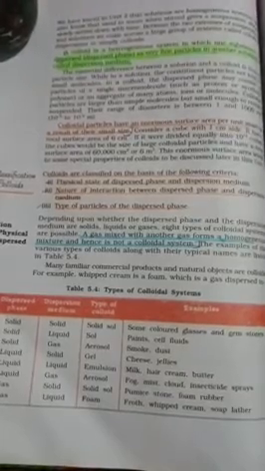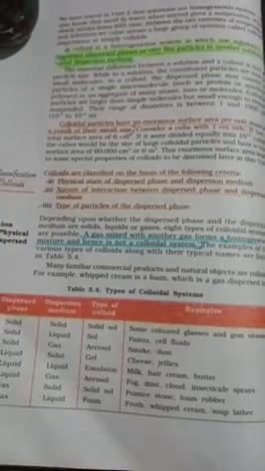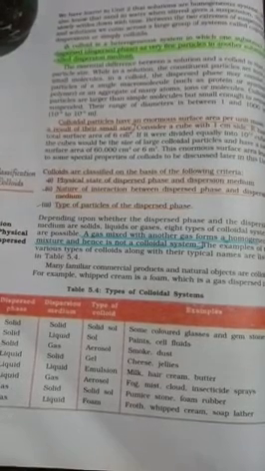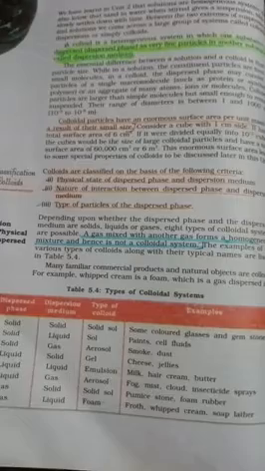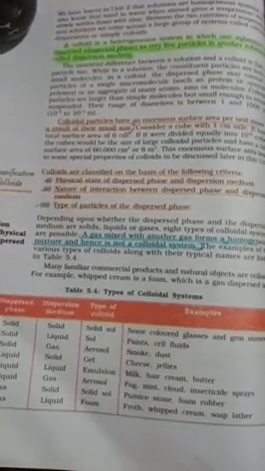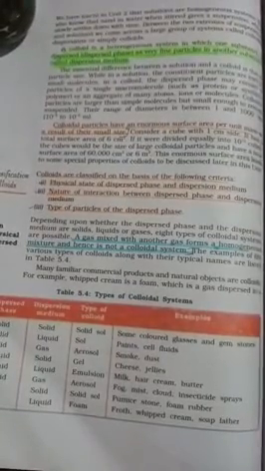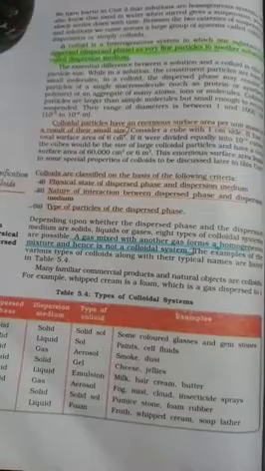Today we'll discuss colloids. As we know, a solution is of three types. First one, the true solution, second one, colloids, third one, suspension. This classification of a solution into three types is based on the size of the solute.